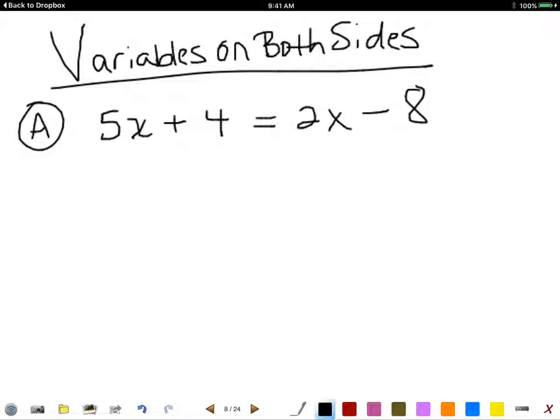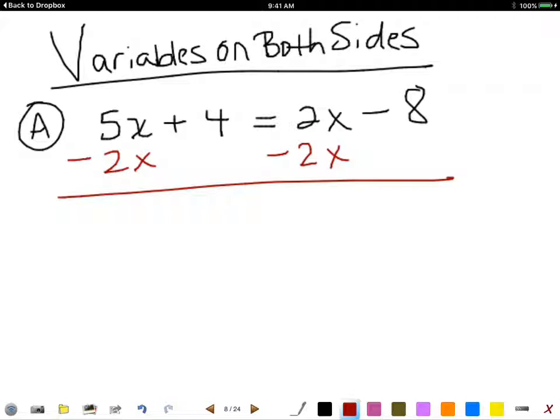So I usually look at the smaller one. 2x is smaller than 5x. So it's a positive 2x. So the way we can get rid of the whole positive 2x is by writing minus 2x. But then if we do that, we have to come to the other side of the equal sign and do the same thing. 5x minus 2x is 3x. Bring down this plus 4. Bring down the equal sign. 2x minus 2x is 0. That's what we wanted, right? And then you're left with a negative 8.